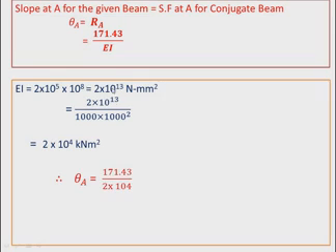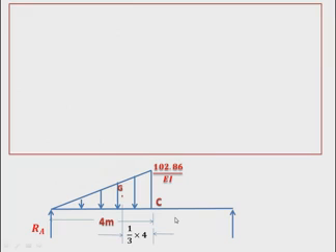square. Therefore theta A is 171.43 divided by EI, where EI is 2 into 10 to the power 4. If you simplify that, you are going to get 0.00857 radians.